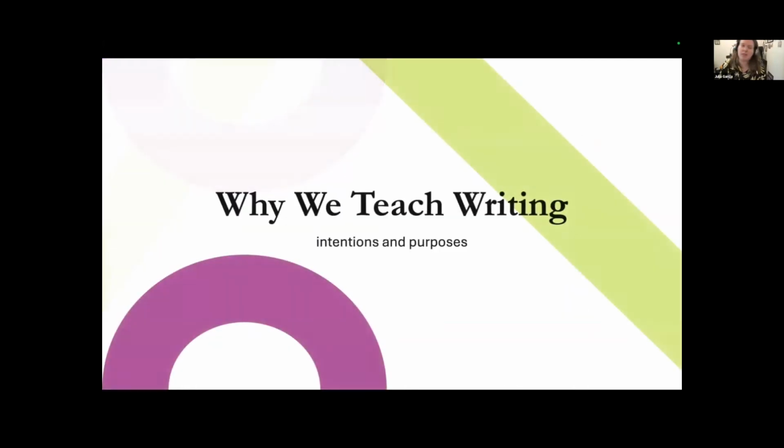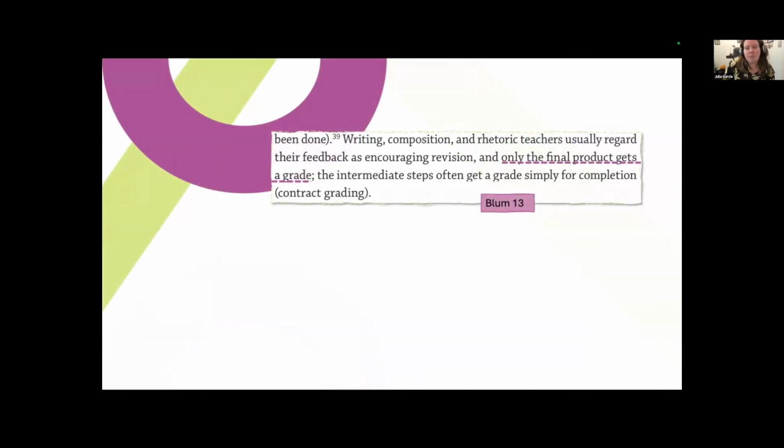So I want to think a little bit about why we even teach writing in the first place. There's another excerpt from Blum. She says that it is interesting, right, that we only grade the final product of writing. We only grade the final thing. We don't see what the students did to reach that stage. And a lot of times they don't know that they should have done more than just writing.